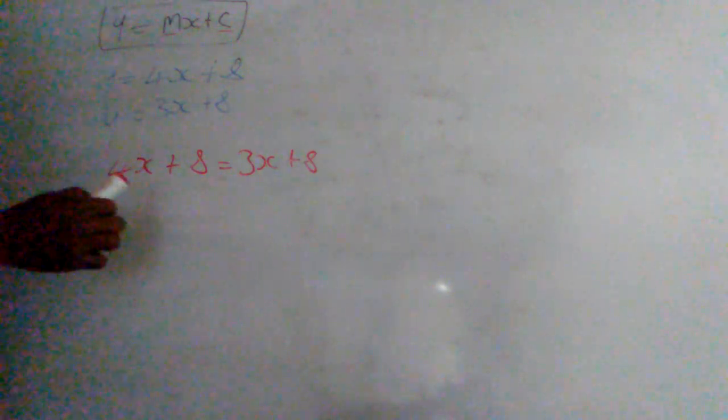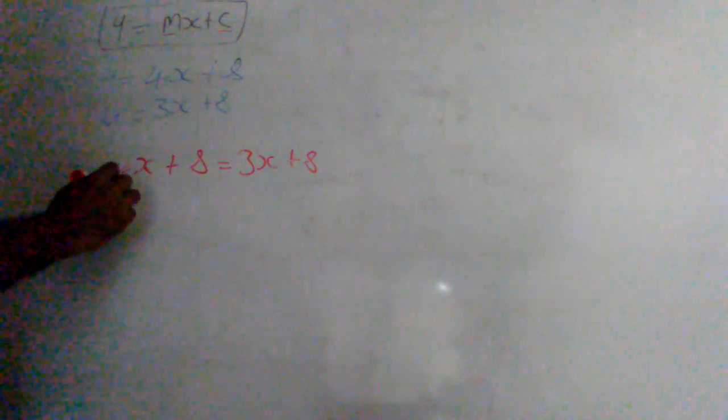Let's do it over here. So we'll have 4x plus 8 equal 3x plus 8. So before I go any further, we can see that the y-intercept of both lines would be 8. So the intersection of the two lines should be 0, 8. So if you got 0, 8, then your answer would have been correct.